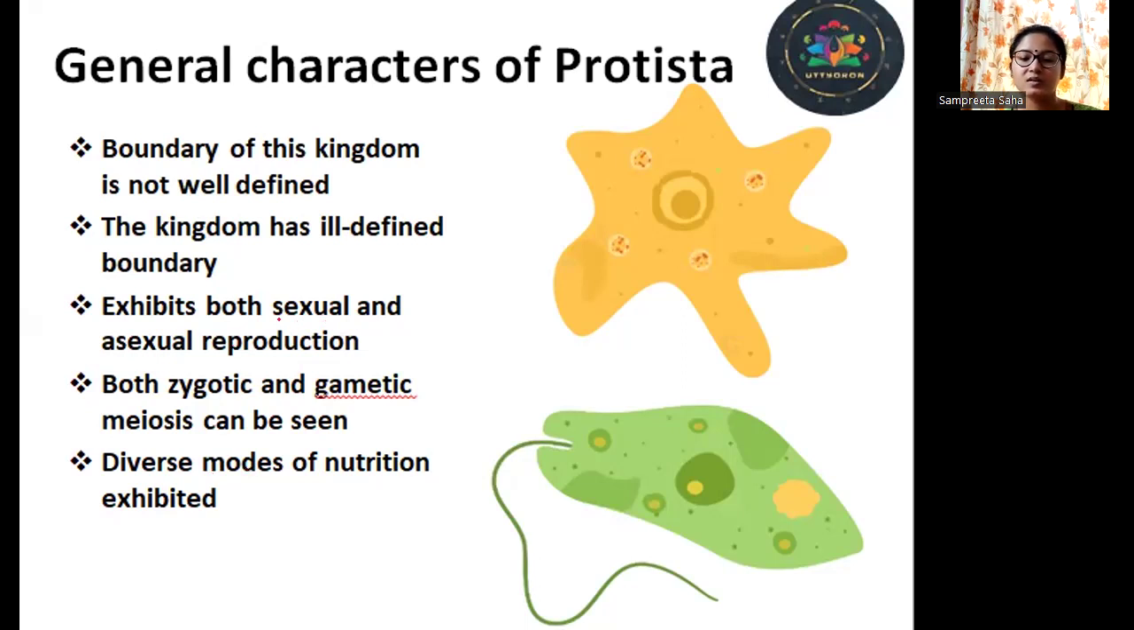Next, exhibits both sexual and asexual reproduction. So the members of Protista exhibit both sexual and asexual reproduction. Both zygotic and gametic meiosis can be observed, so this meiotic division is observed both in zygotes and gametes. Diverse mode of nutrition is exhibited. Just like I said, they have extreme diversity, so the modes of nutrition are also diverse. Some may be phototrophs, some may be autotrophs, some may be mixotrophs. So a lot of diversity is observed in the characteristics of Protista.